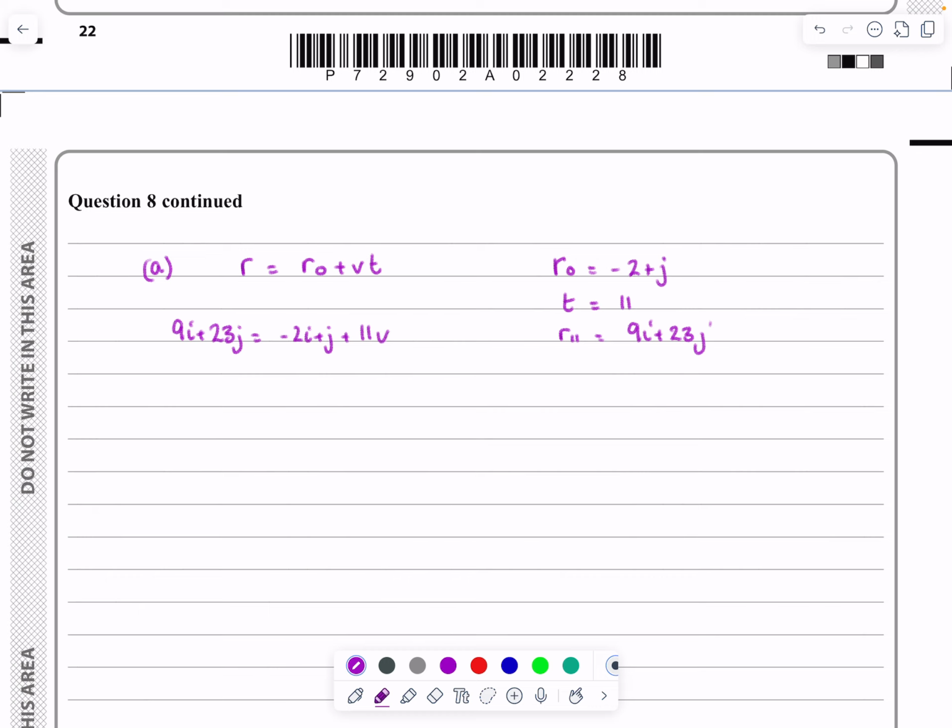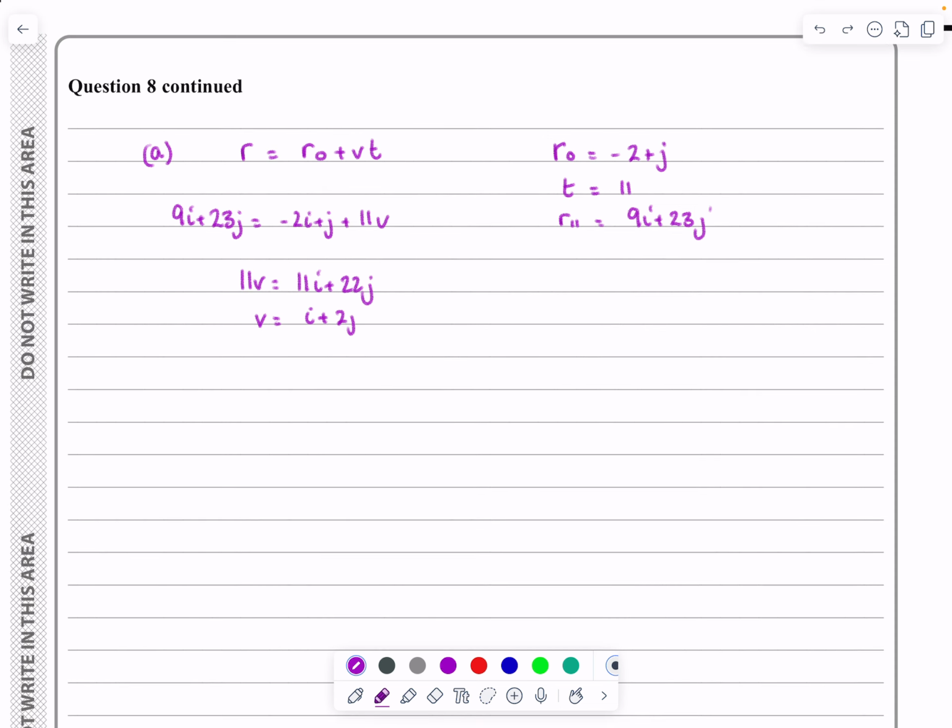Okay, so this is just an equation now. 11v works out to be equal to 11i plus 22j. Well, they're nice numbers, aren't they? Because that then means that v is going to be equal to i plus 2j. And what they want now is r in terms of i's, j's, and t's.